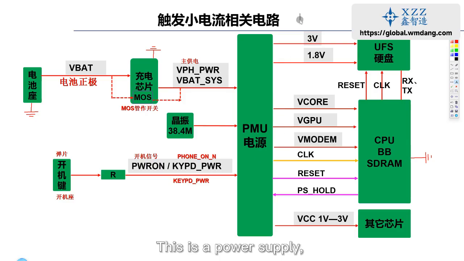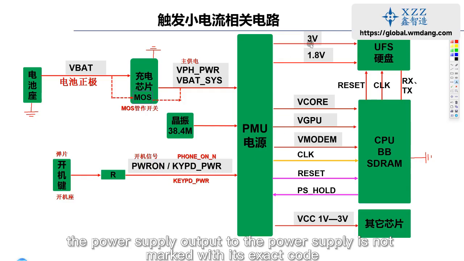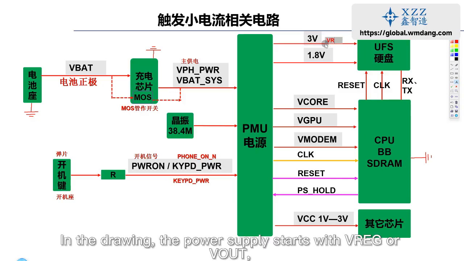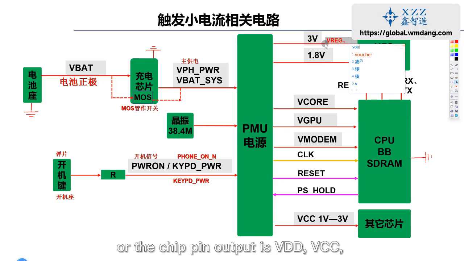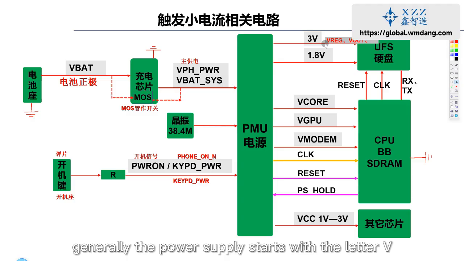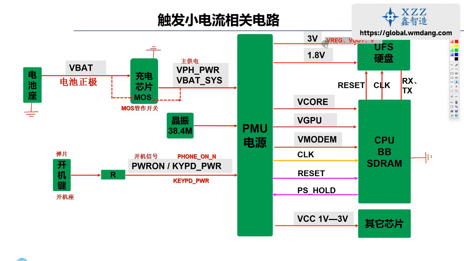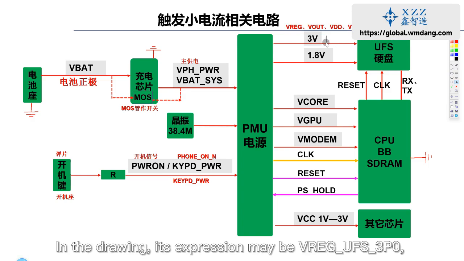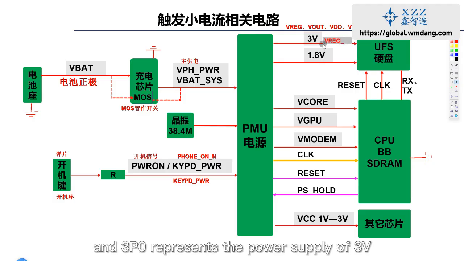This is the power supply. The power supply output is not marked with this exact code. In the drawing, the power supply starts with VREG or VOUT, or the chip pin output is VDD, VCC. Generally, the power supply starts with the letter V. In the drawing, its expression may be VREG, UFS 3P0, and 3P0 represents a power supply of 3 volts.